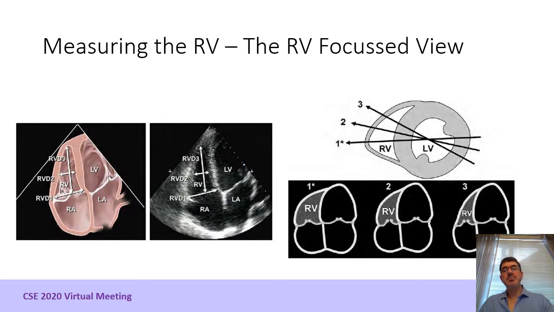The RV has a complex three-dimensional shape that is difficult to measure by two dimensions, but for simplicity and applicability, the RV size is best estimated from the apical window using the RV-focused view. This view was derived to account for the variable size of the RV chamber in the apical four-chamber view depending on probe rotation. As you can see, rotation determines where you cut through the pyramid. The RV-focused view ensures the greatest dimension by cutting through the so-called apex.